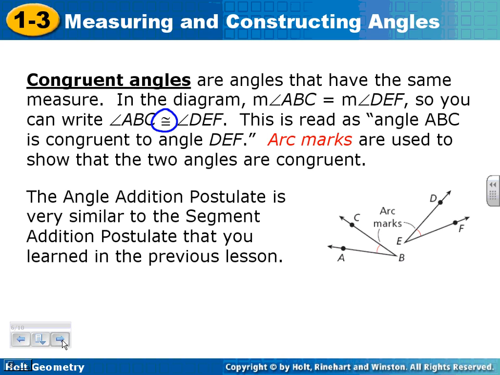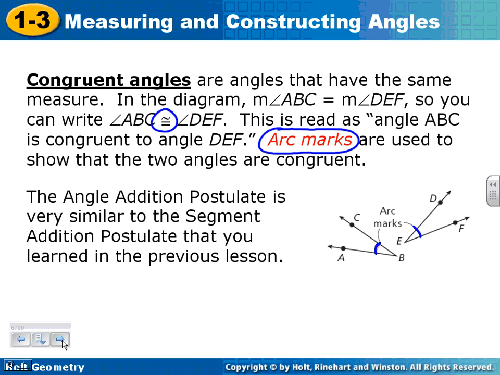Arc marks. Remember in the previous lesson we had tick marks. Now arc marks are used to show that two angles are congruent. I'll highlight them. It's these little marks in the middle of these angles. Those are called arc marks, and they're used like tick marks to show congruency.